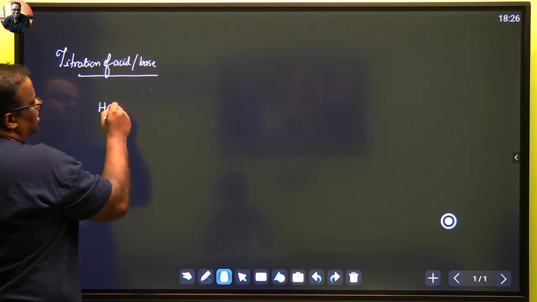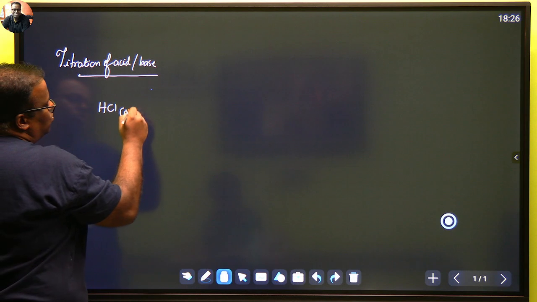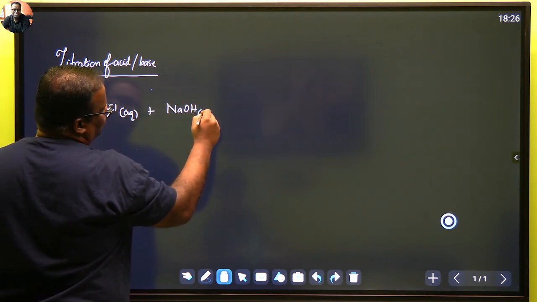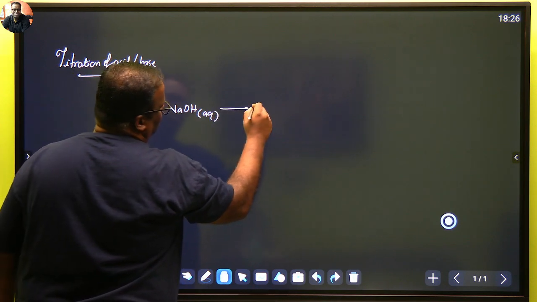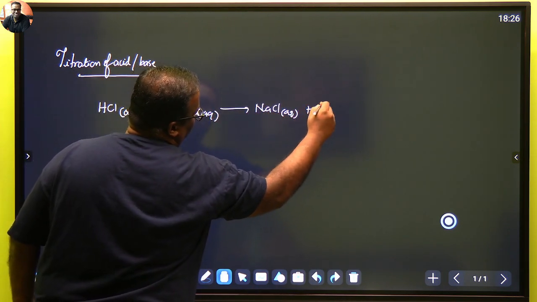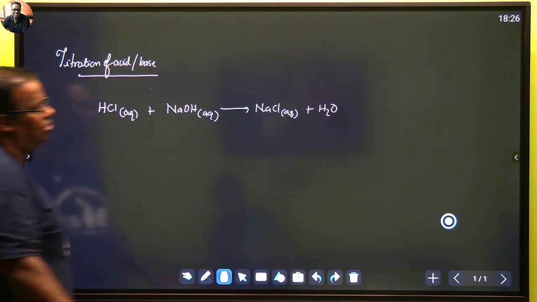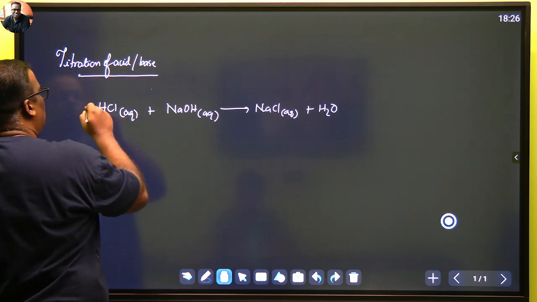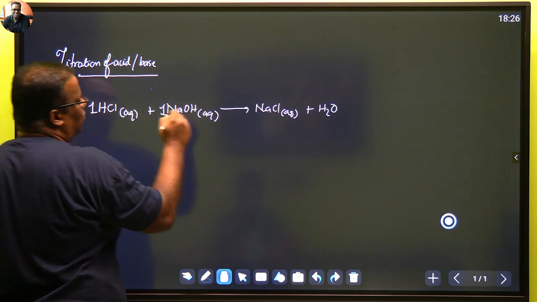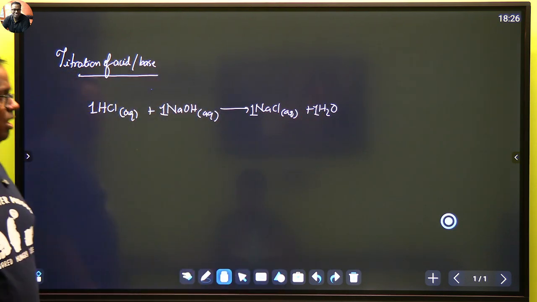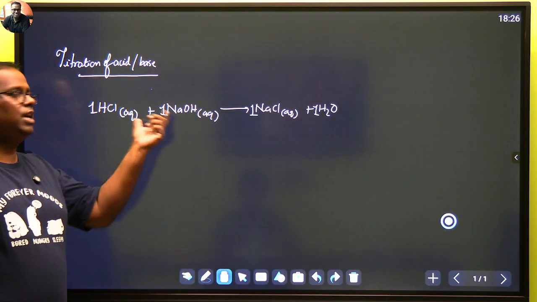Let's take HCl, which in aqueous form is an acid, reacts with NaOH in aqueous form, a base, and it will give you what? Salt, which is aqueous, and it will give you water. This is a plain reaction that we know. And in molar form, we'll say 1 mole reacts with 1 mole to give you 1 mole and 1 mole. Understood?